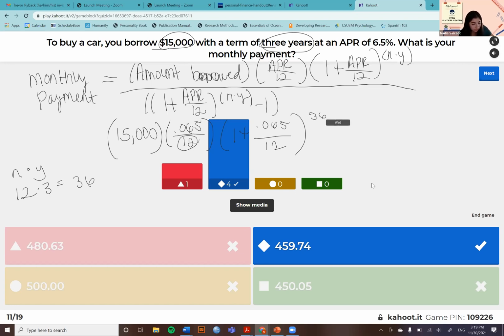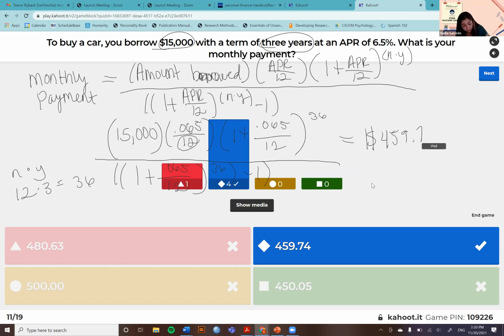And then all of this is going to be divided by 1 plus 0.065 divided by 12 raised to the 36 minus 1. So when you go ahead and calculate this, it gives you 459 and 74 cents. So that's going to be our formula.